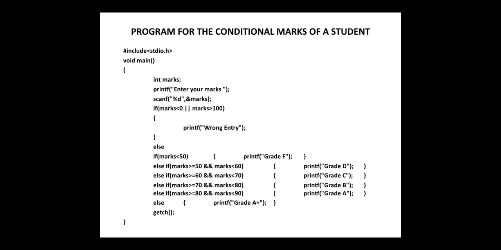Or else, if the marks is greater than or equal to 70 and the marks less than 80, then the grade is B. Else, if marks is greater than or equal to 80 and the marks less than 90, then he is having the grade of A. If none of those conditions which I mentioned earlier hold good, then I am going to execute the last else part, the printf grade A plus. If he scores more than 90 marks, that is grade A plus.